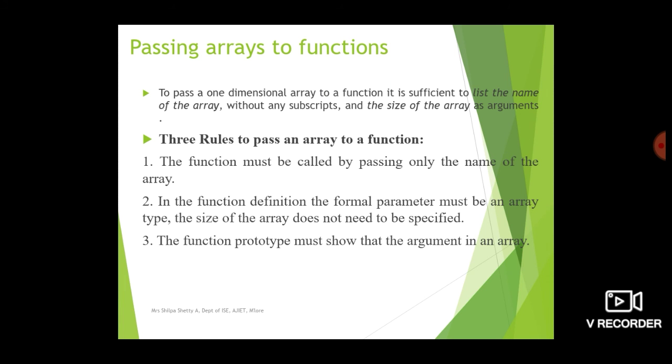So there are 3 rules to pass an array to a function. The first one is that the function must be called by passing only the name of the array. So you need to pass only the name of the array. In the function definition, the formal parameter must be an array type.